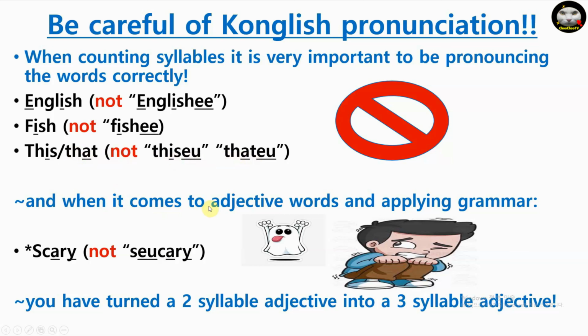And when it comes to adjective words and applying grammar, you need to really pronounce the word correctly in English, especially when you have consonant letters next to each other. So this word is pronounced scary, not scary. What happens when you mispronounce the word is you've turned a 2-syllable adjective into a 3-syllable adjective, and that'll change the grammar rules.